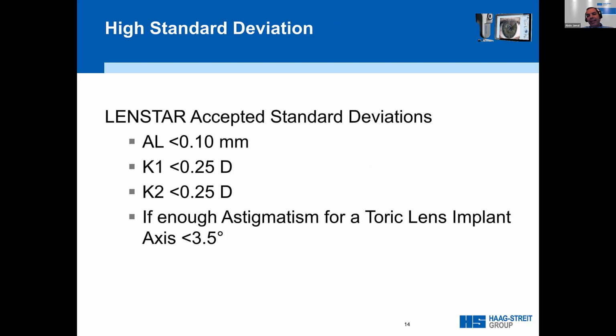We should also look at the most important measurements, like the axial length and K reading, and validate them according to the accepted standard deviation. Axial length should have a standard deviation of less than 0.1 millimeter, and Ks should have a standard deviation of less than a quarter of a diopter. We also need to be sure the axis has a standard deviation of less than 3.5 degrees, only if the patient is a toric candidate.